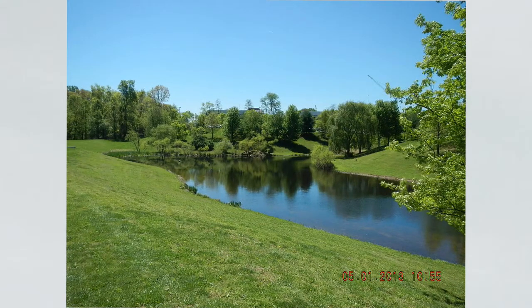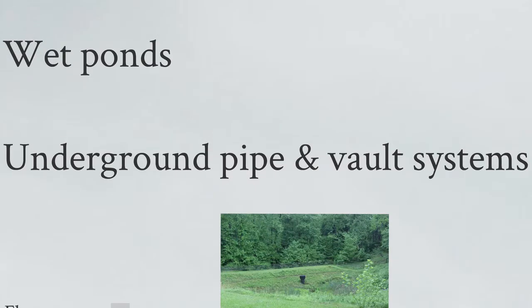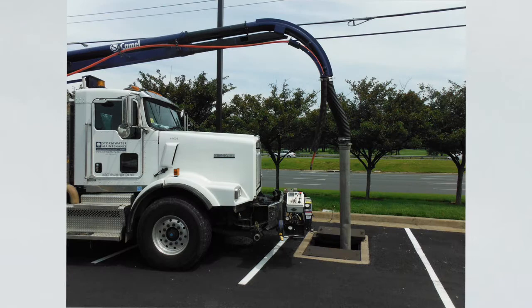These can be more aesthetically pleasing, and in some cases these are at the front door of the site because they're actually wet ponds that can be quite an amenity to a site or a community. There's also underground pipe and vault systems. In many cases, people that have these on their sites have no idea that they're even there until a municipality happens to inform them that they need maintenance. So these are facilities that are out there in many highly urbanized areas.